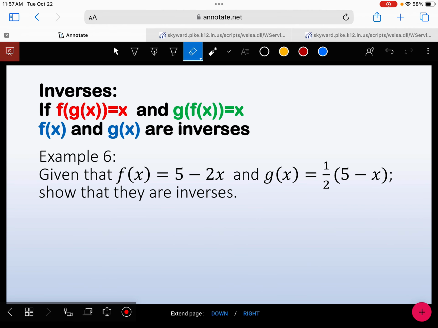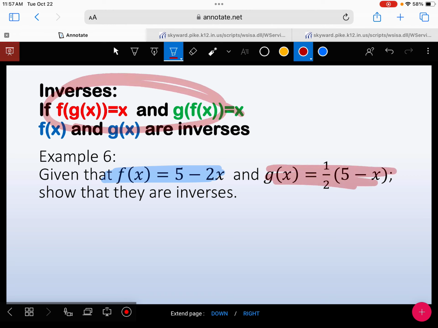Go ahead and copy down these next two. So take a minute. Now these are a little bit harder. So take a minute and copy down these two. You don't need to copy down this definition again because you should already have that. You should only need to copy down example 6. So go ahead and copy down. And we're going to also show that they're inverses.